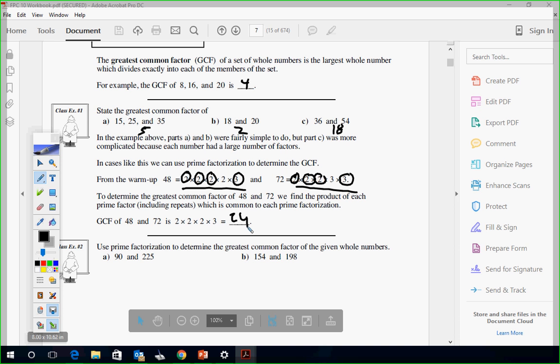Use prime factorization to determine the greatest common factor for the given whole numbers. They want you to do it this way to see what they're talking about. I'm going to go 9 times 10, then 3 times 3, and 2 times 5. That's where I'm going to stop for 90. Then I'm going to do 225. 225 is 15 times 15, 5 times 3, and 5 times 3.